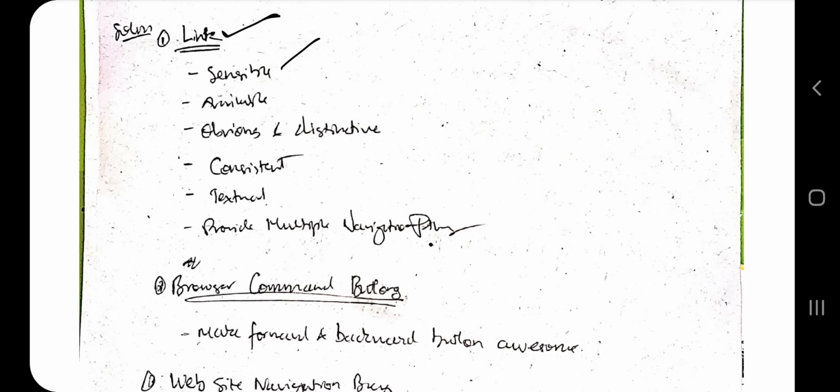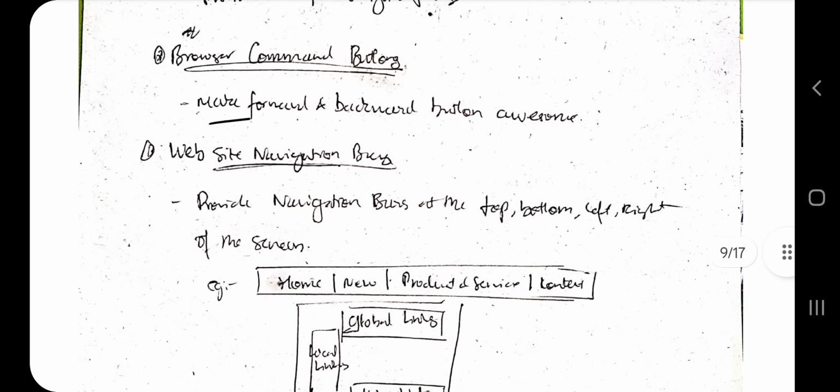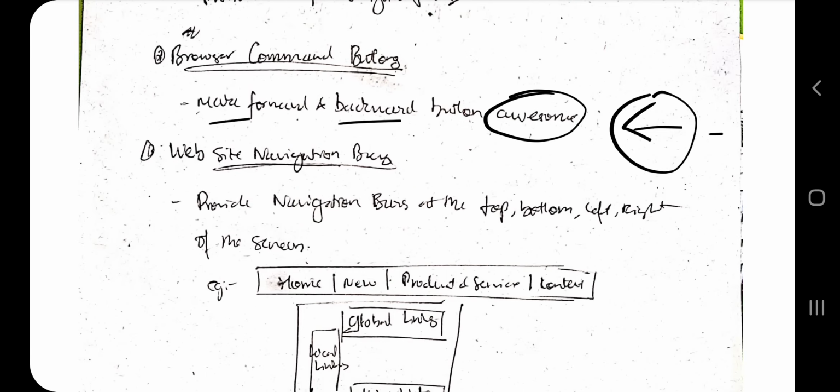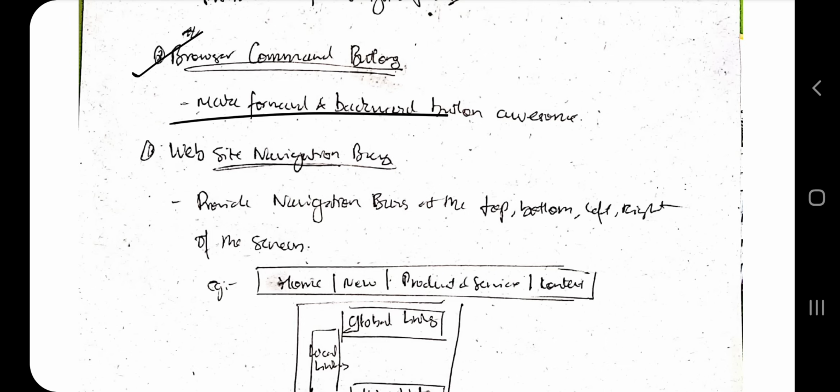First is link. It should be sensible, available, obvious and distinctive, consistent, textual, and provide multiple navigation paths. Next is if you want to move forward or backward. How do you make that button awesome? When you see that, it should not look like a very useless button. It should look very attractive. So how you will make it attractive, that is mentioned here.